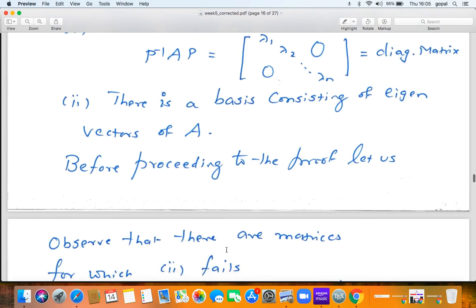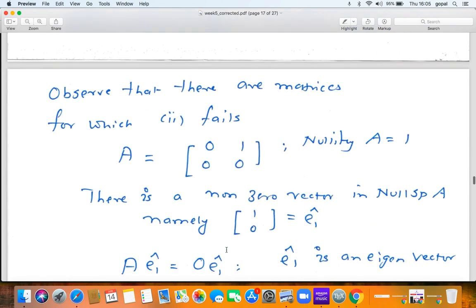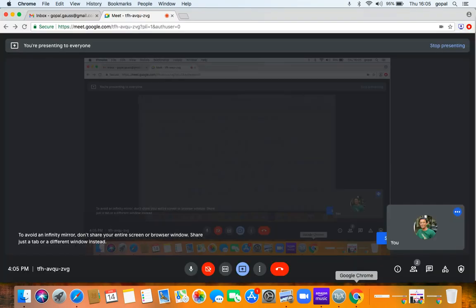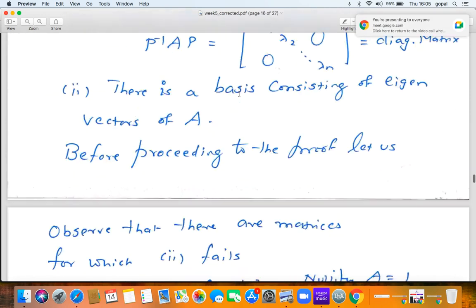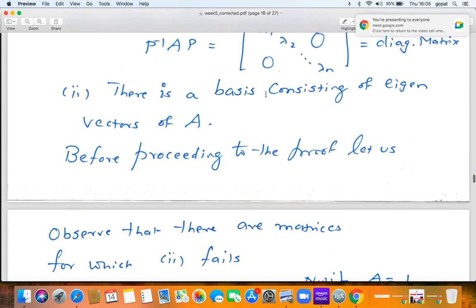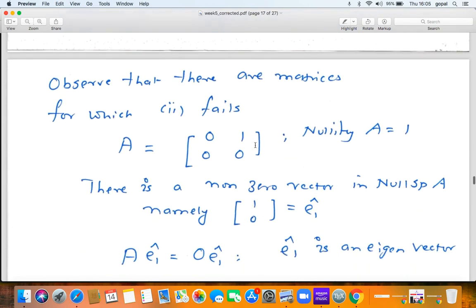So before proceeding to the proof, let us observe that there are matrices for which the second condition fails. There's a basis of Rn consisting of eigenvectors of A. This condition will fail for certain matrices.